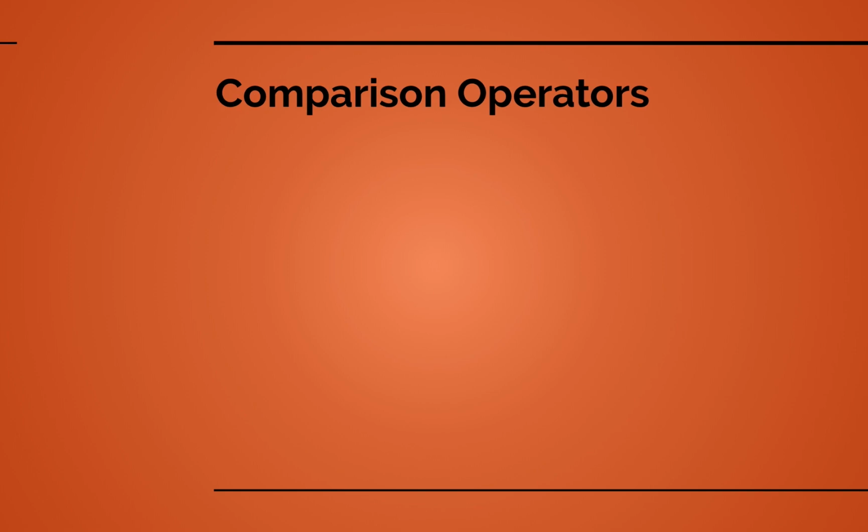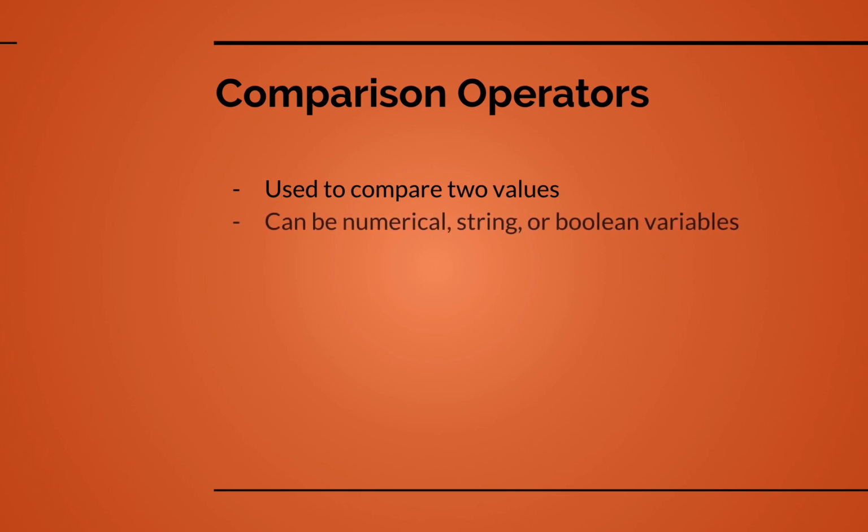Next up, comparison operators. Comparison operators are used to compare 2 values. We've seen one example of that with the greater than comparison. These can be numerical, string, or even Boolean variables. So we can test equality between them. We can see if one is greater than or less than the other, and so on and so forth.